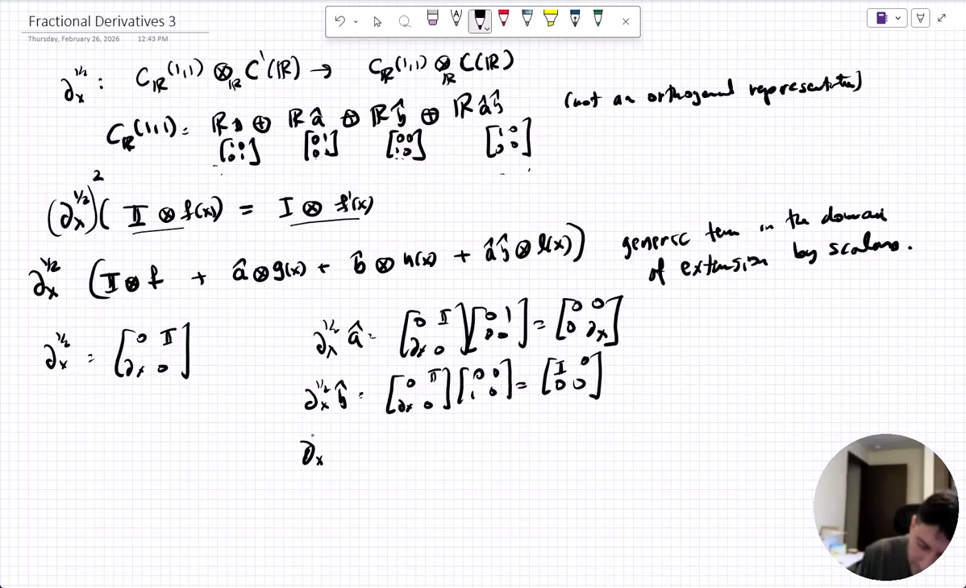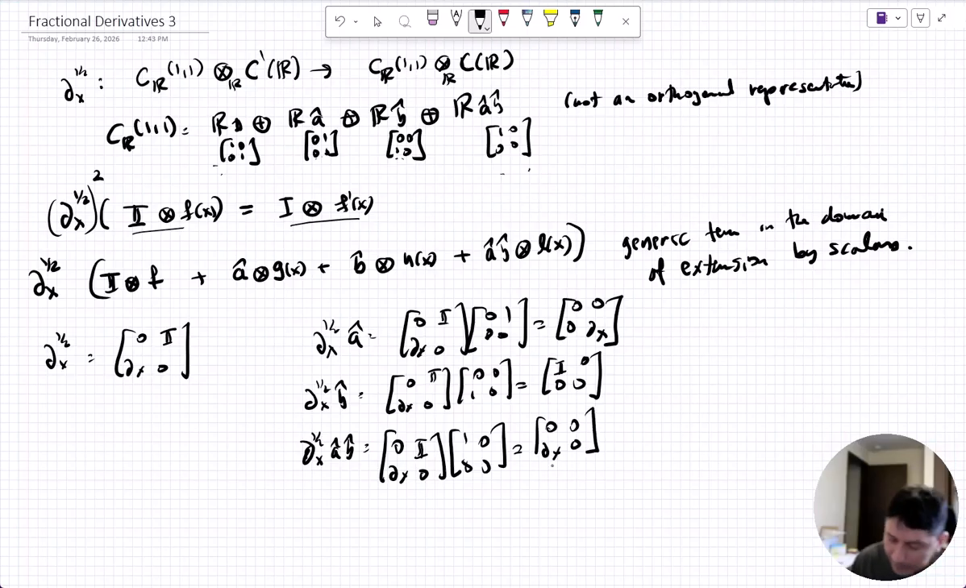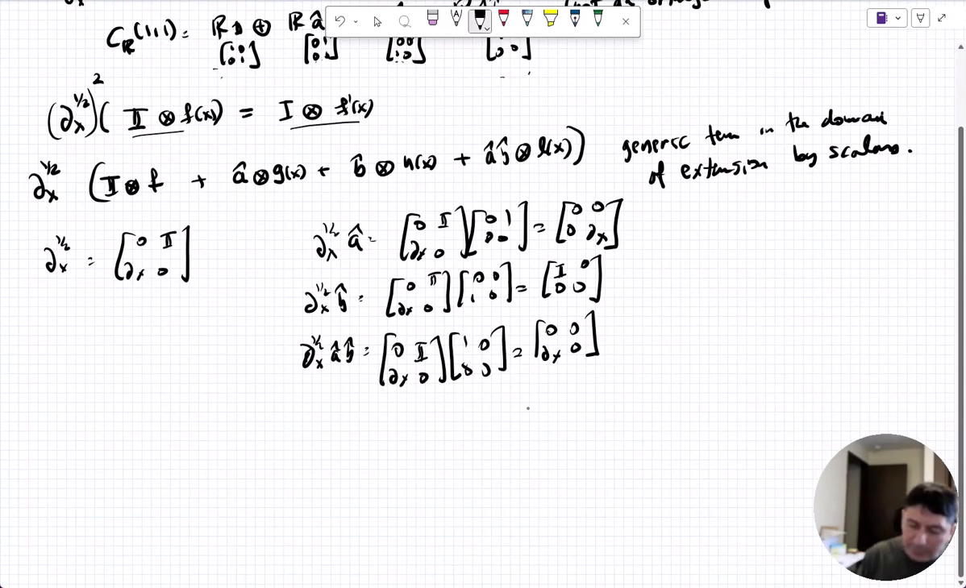And d/dx 1 half AB is equal to d/dx 1 half AB. In this case, well, let's just do it slowly so that we can get it done. AB in this case is 1 0 0 0 0. So we get 0 d/dx 0 0 0. Okay, now we got that part done. So we get the following basically.